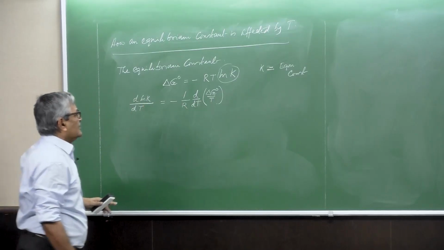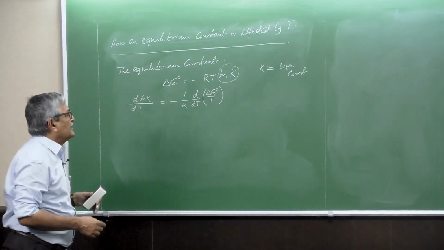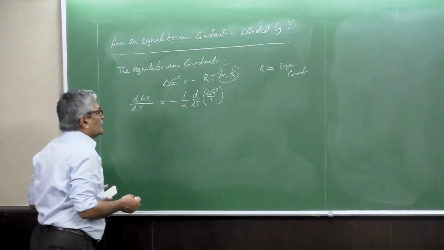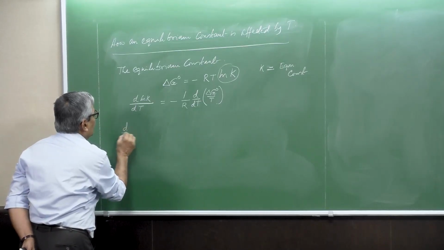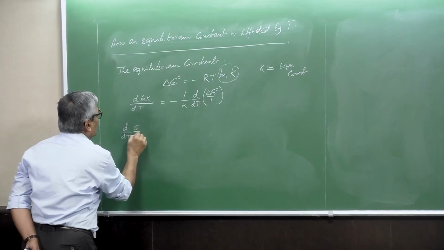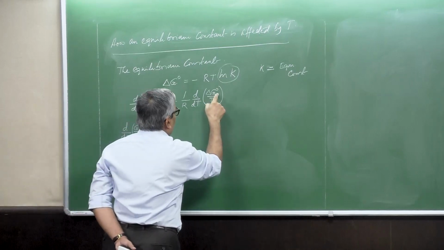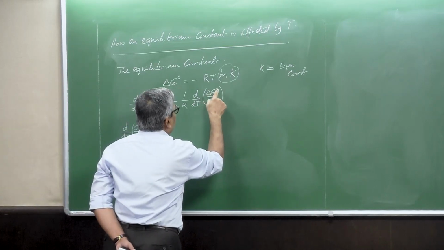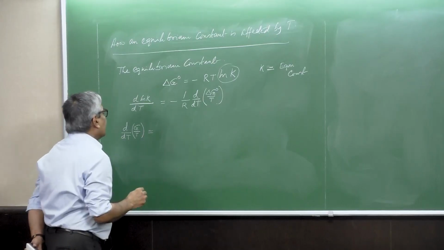So this equation can be rewritten in this form. And the next question is, what is this delta G0 by T and how is it affected? So if I want to calculate this quantity d/dT of delta G0 by T, let us see what this quantity is.